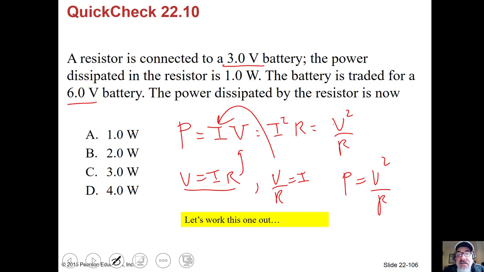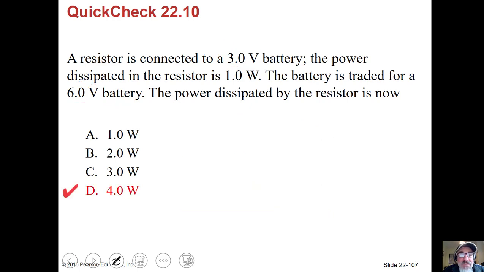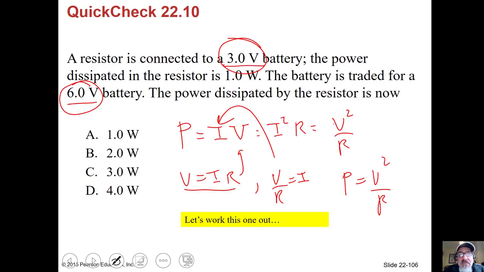So it's twice as big. If the voltage is twice as big, going from 3 to 6, the power is going to have to be 4 times as big, because it's proportional to V squared. So if we used 1 watt at 3 volts, doubling the voltage of the battery is going to make the power 4 times as big, or 4 watts in this case. Okay, good. If you want a more rigorous way of working it out, we can set up a proportion.